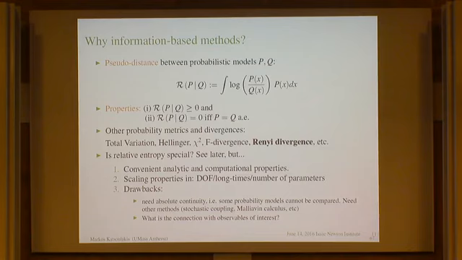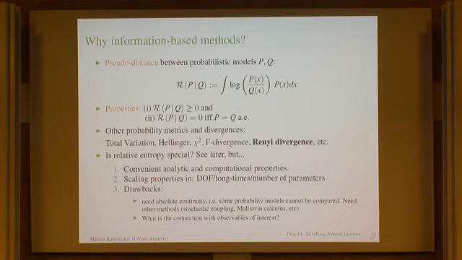Why are we using this option? First of all, here it is: the integral of log of P over Q times P dx. It has lots of really fundamental and cool properties. I'll just show you two of them, but there are many more. They have to do with convexity. It's always greater than or equal to 0, which is trivial to show from the convex properties of the log, and it is 0 if and only if P is equal to Q.